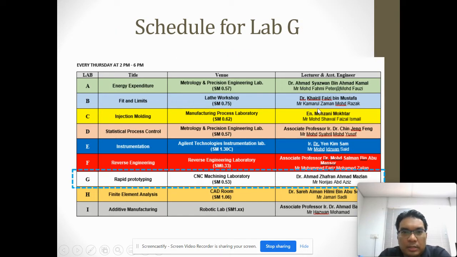This is also the same information provided by the coordinator. There's a list of labs. The lab will be conducted every Thursday from 2 to 6 p.m. My lab is under Lab G, which is rapid prototyping, and it will be conducted at the CNC Machining Laboratory, room number SM 0.53. I'm the lecturer, and Mr. Nurijas is the assistant engineer.